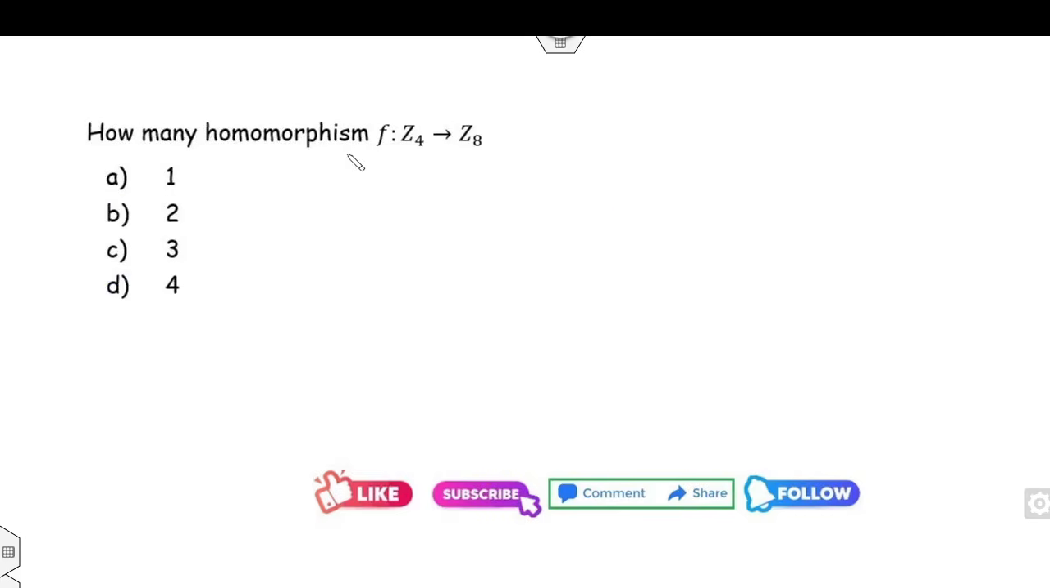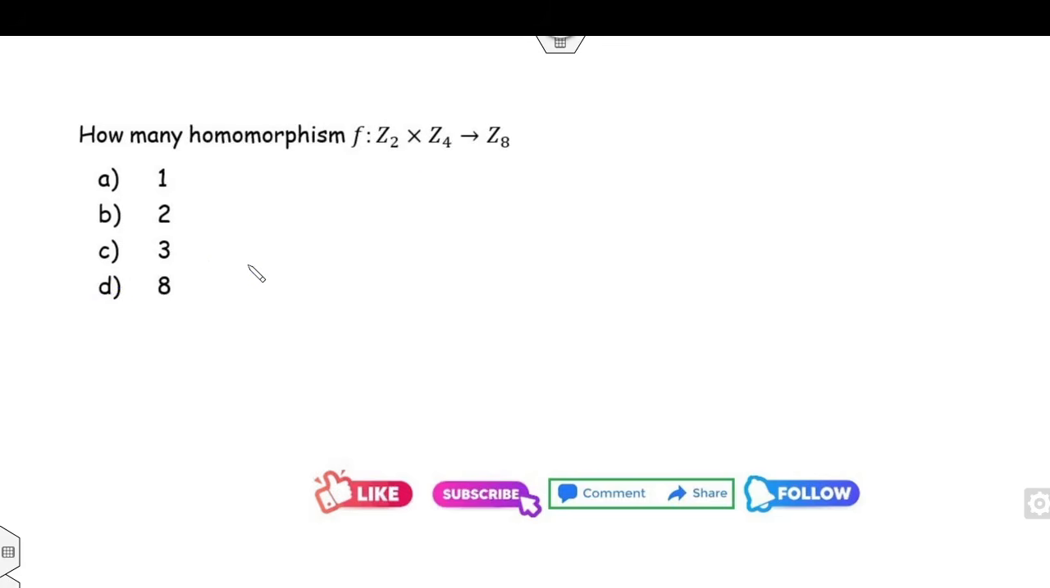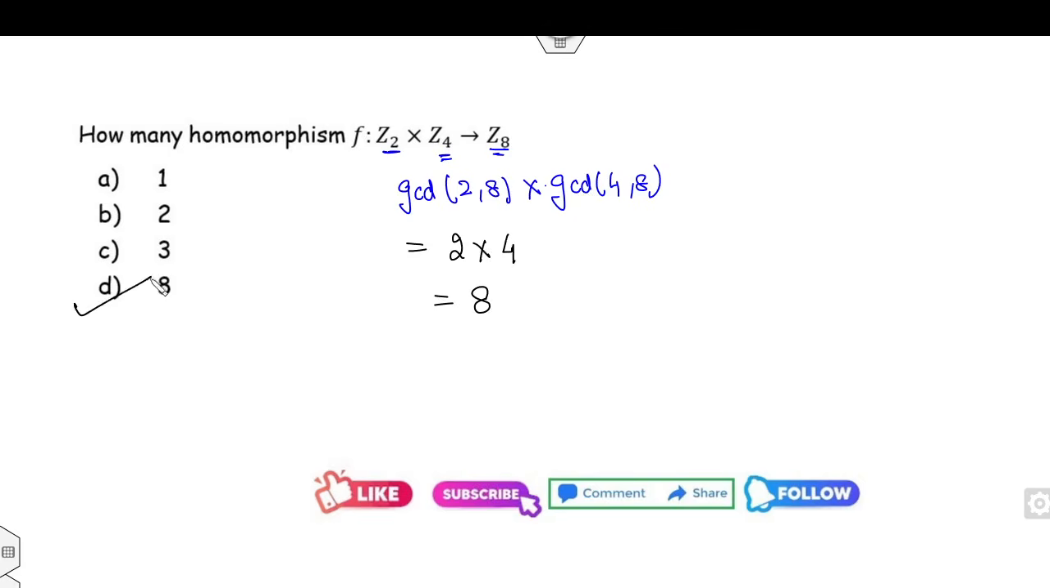Again, how many group homomorphisms from Z4 to Z8? GCD of 4 and 8. The right answer is 4. How many homomorphisms are there? So you can see the GCD of 2 and 8 multiplied by the GCD of 4 and 8. So what is the GCD of 2 and 8? GCD is 2. GCD of 4 and 8 is 4. So the right answer is 8. You can see how many seconds you need to solve the problem. Maximum 10 seconds you need to solve the problem.